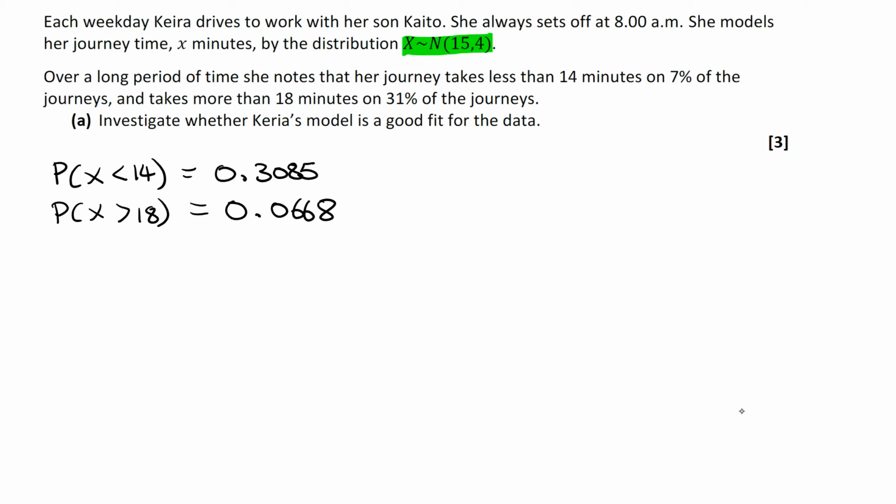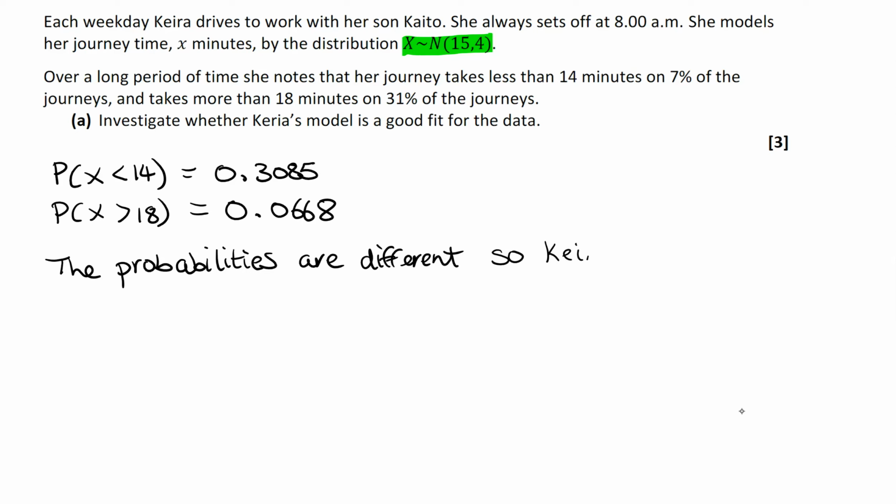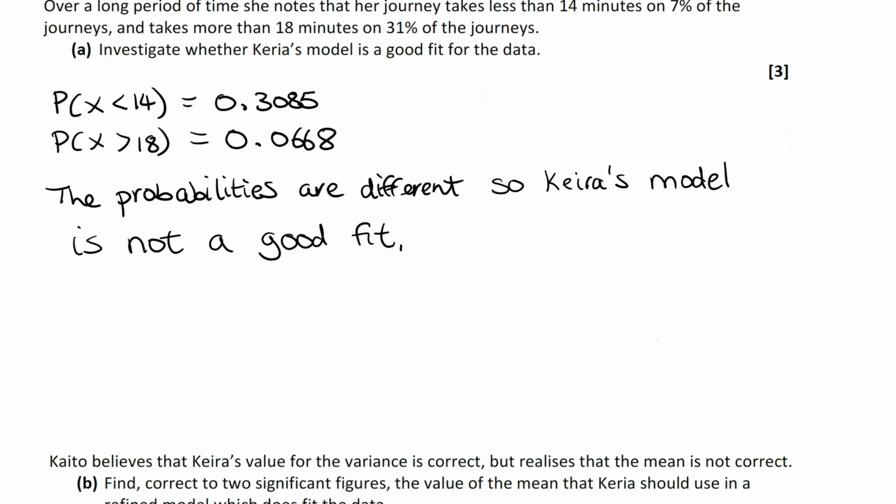Now you can see the probability that x is less than 14 is very different from 7%, and the probability that x is greater than 18 is very different from 31%. So then we'd say the probabilities are different, so Kira's model is not a good fit. Okay, and with that we'll go on to part B.